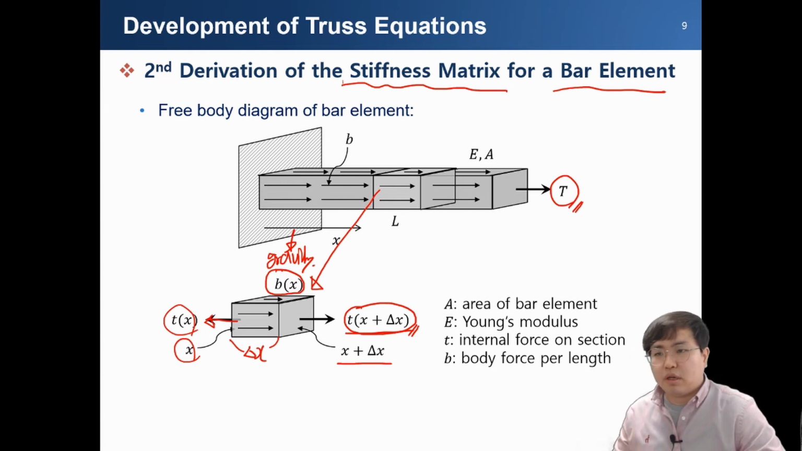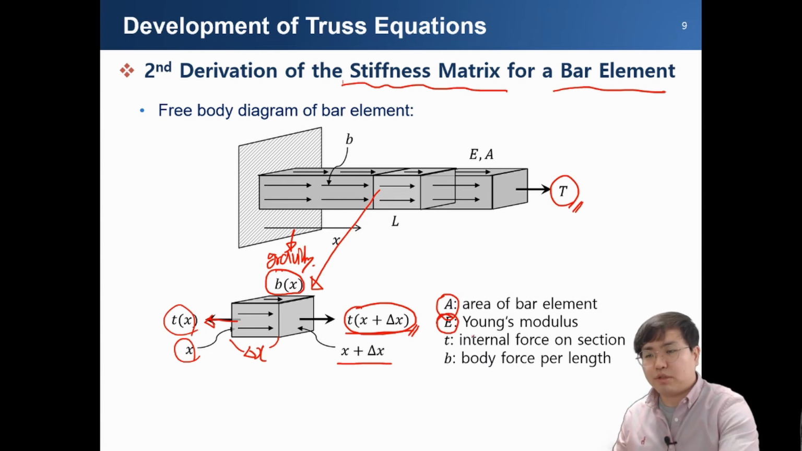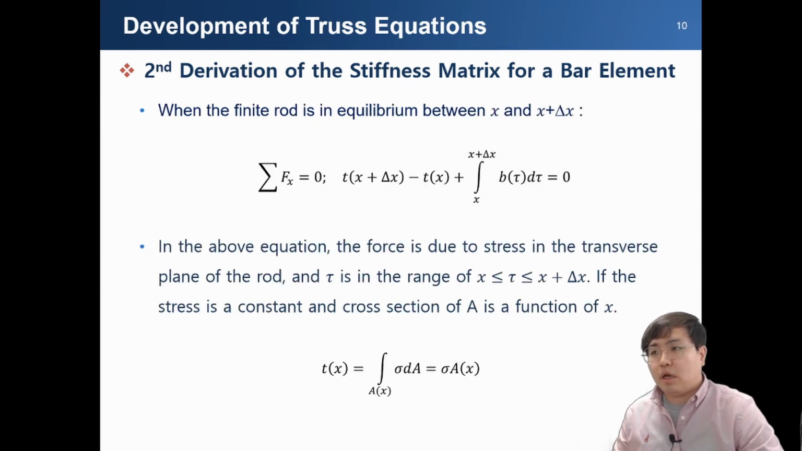So anyway, to design the truss element, we must know the cross-section area of the solid bar element and the Young's modulus. This is the material information. First, we should check the force equilibrium in the X direction. The summation of all forces in the X direction must be equal to 0. So we have two traction forces at X plus delta X and at X.